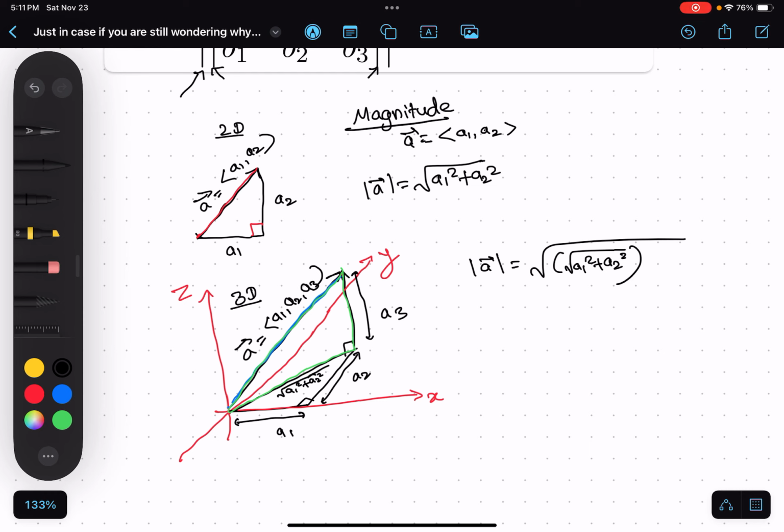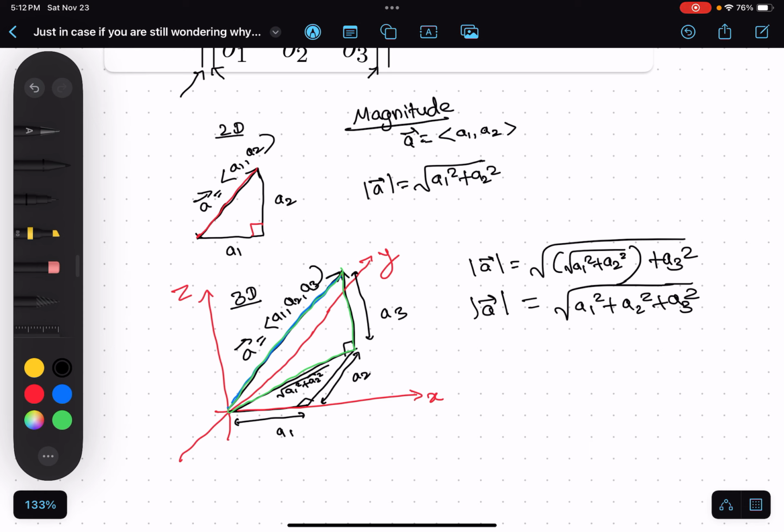Okay, a2 square plus a3 square, right? And now this is just a1 square plus a2 square plus a3 square. So you can definitely see the pattern, and though you cannot do it for 4D or 5D geometrically, even from the pattern, you might have noticed how we should be defining the magnitude of a vector, right?